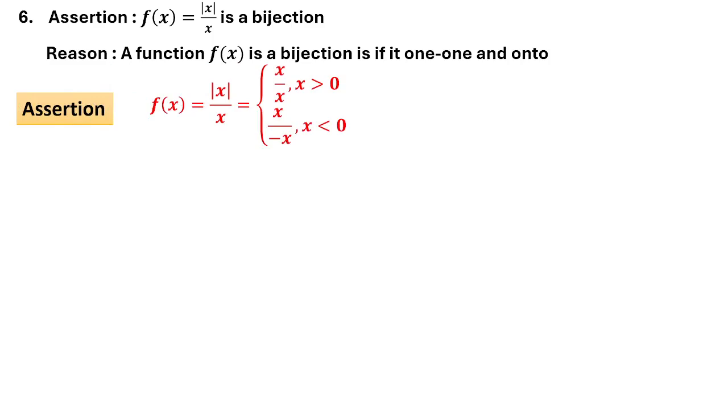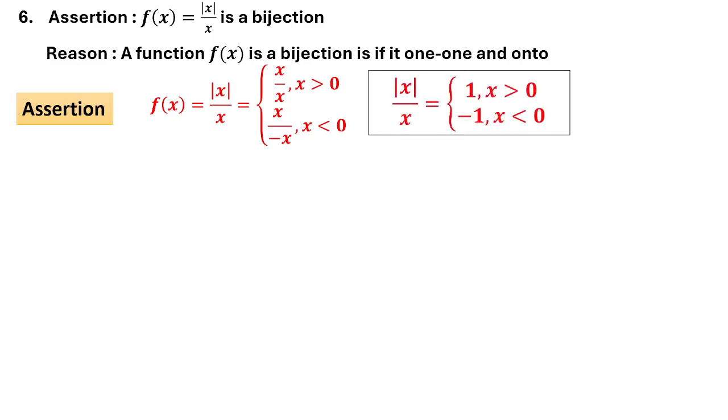Now, all of you know this is the meaning of mod x by x. Mod x will be x when x is greater than 0. It will be minus x when x is less than 0. Therefore, you have 1 and minus 1. Therefore, for x = 1, 2, I take two values which are not equal.